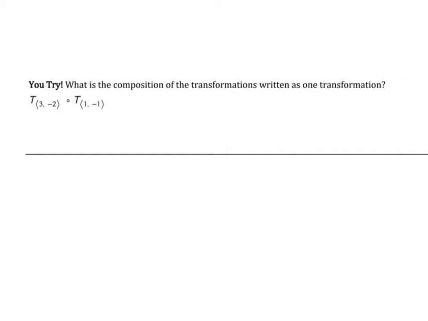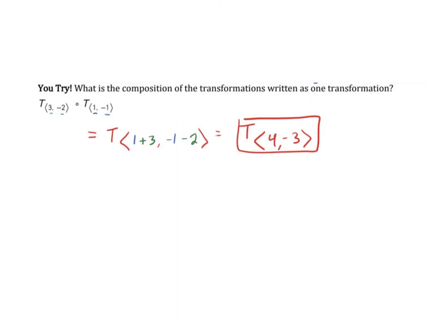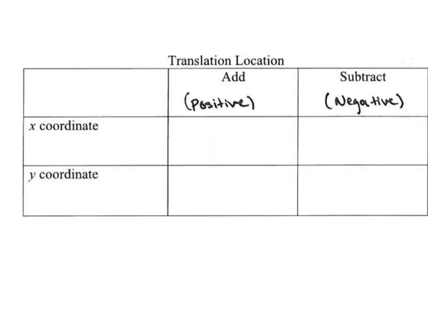So try this one on your own, and then I'll show you your solution. Combine them, and then figure out your full transformation after the composition. So you add the directions for the x's, 1 plus 3, you get 4, and then add the directions for the y's, -2 plus -1, which is -3. So you'd move to the right 4, and then down 3. Right 4, down 3.